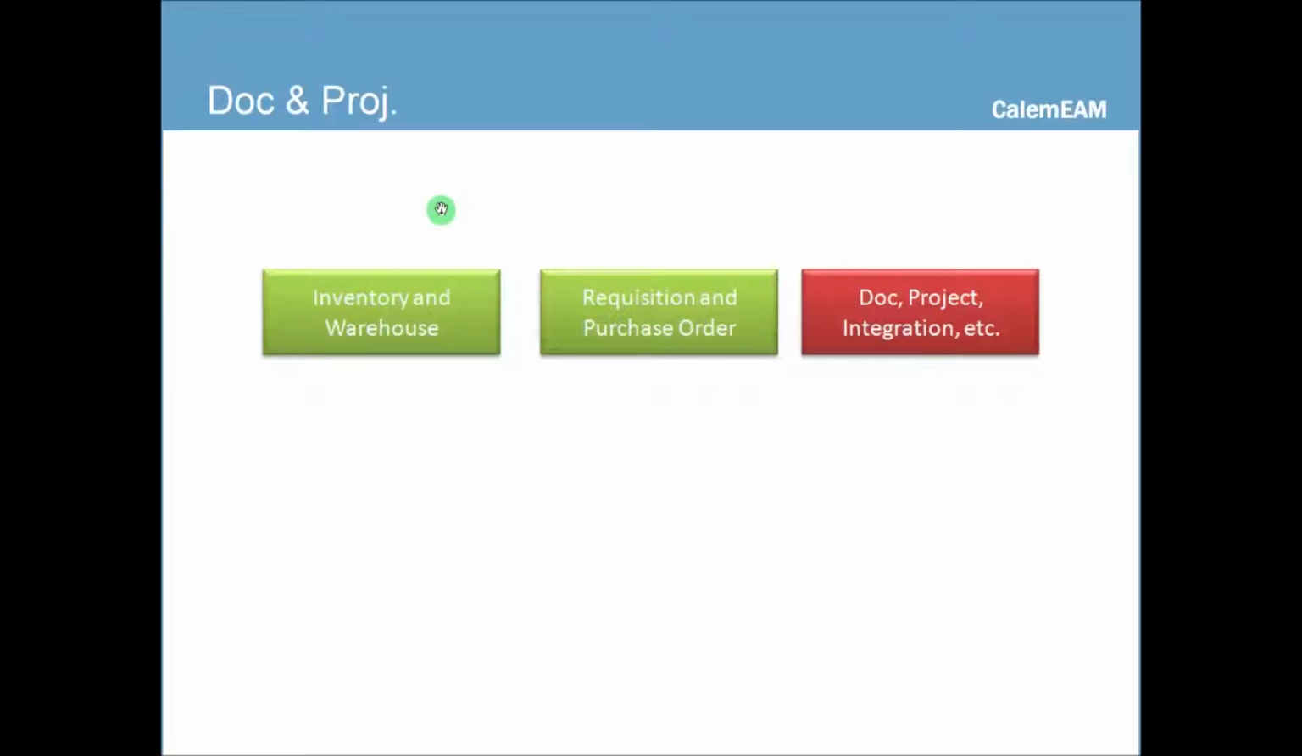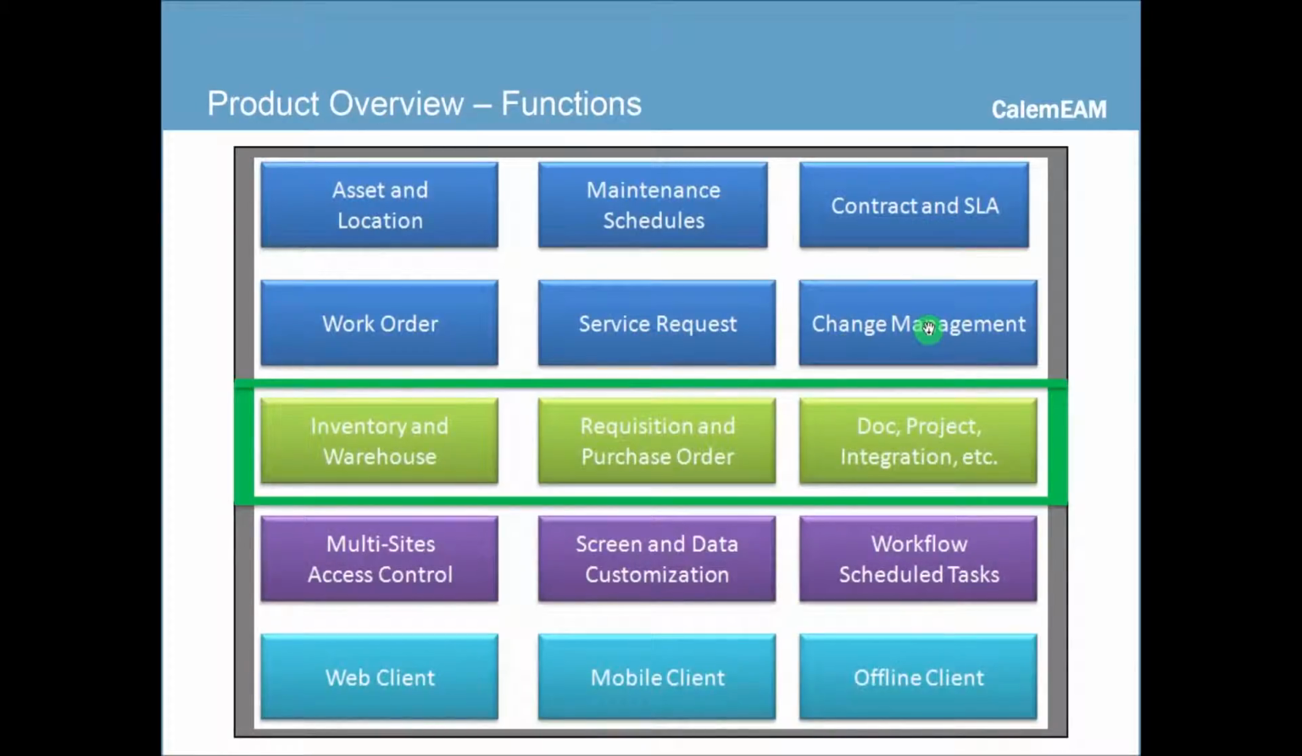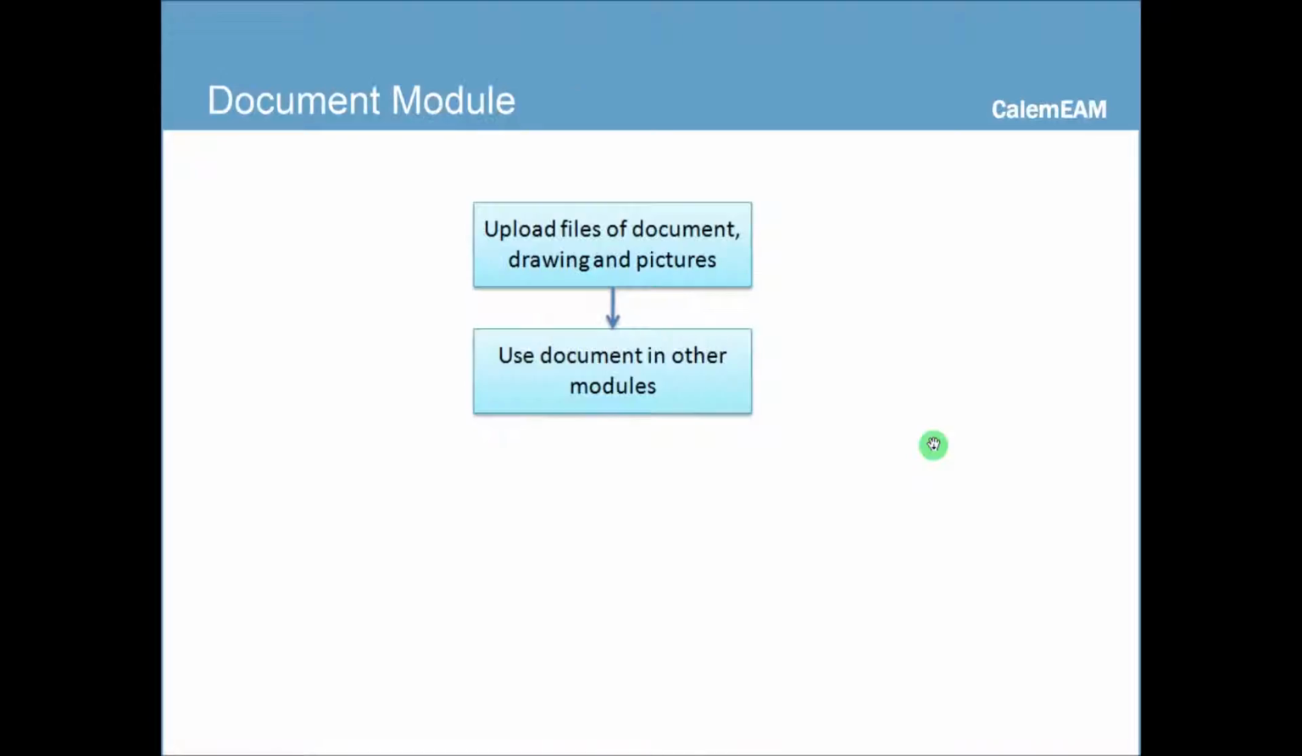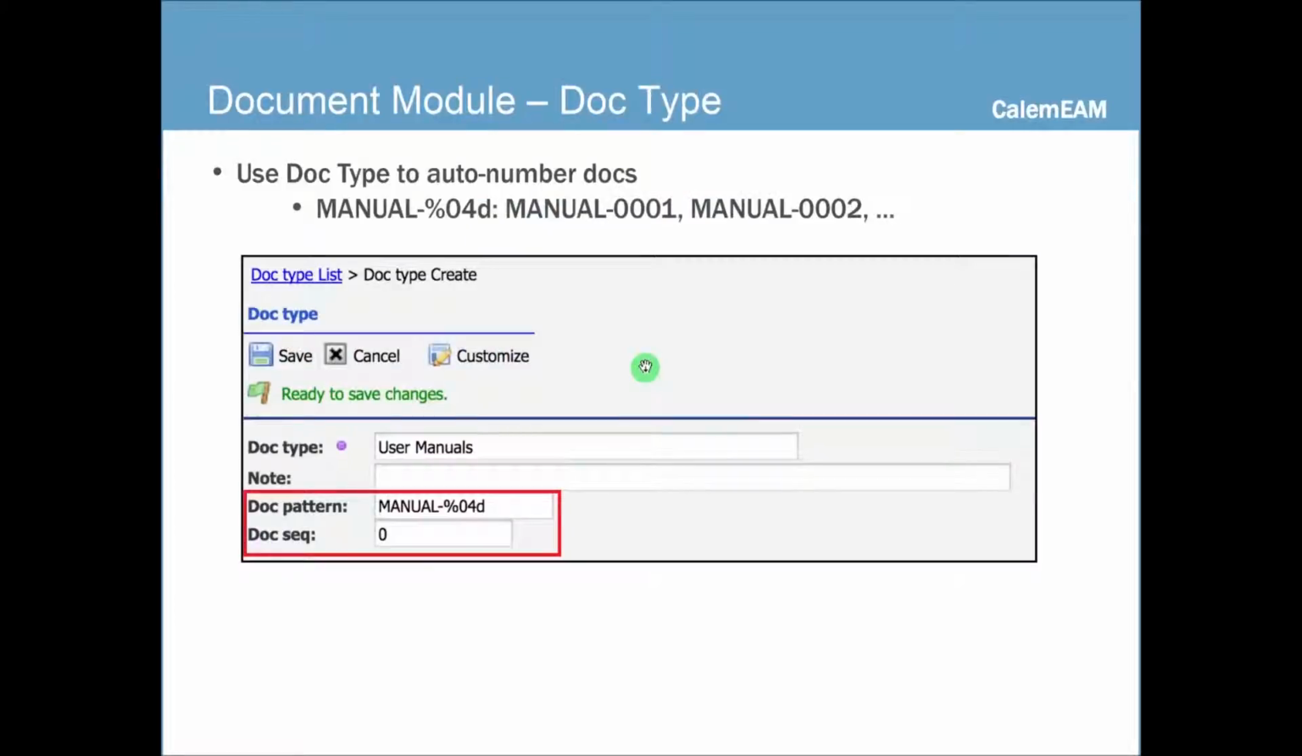Today we're going to cover document and project modules. Document and project modules are part of the Calem Enterprise functions. So let's start with the document module. A document module allows you to upload files of document, drawing, and pictures to Calem. You can then use the document in other modules.